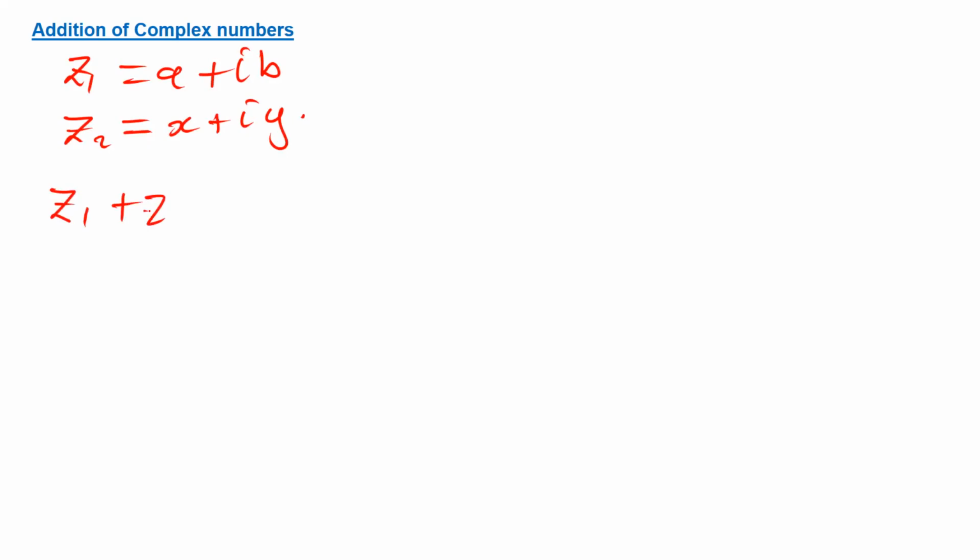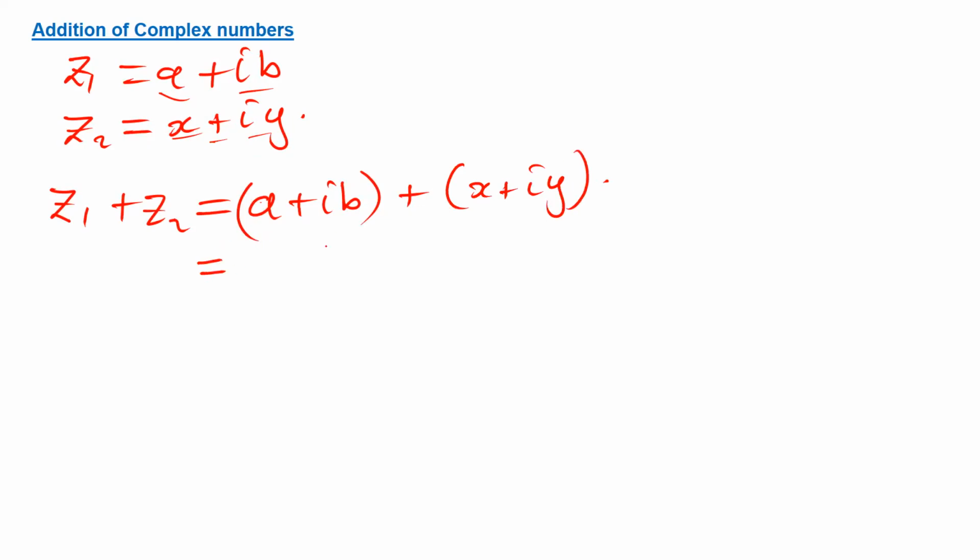Okay, so let's look at how we can add complex numbers. Let's say, for instance, you have Z1 as a complex number, A plus IB. Then you also have Z2, which is X plus IY. Then you've been asked to add Z1 and Z2. When adding these two complex numbers, you simply add the real part to the real part, and the imaginary to the imaginary. So in other words, you add A plus IB, then plus Z2, which is X plus IY.